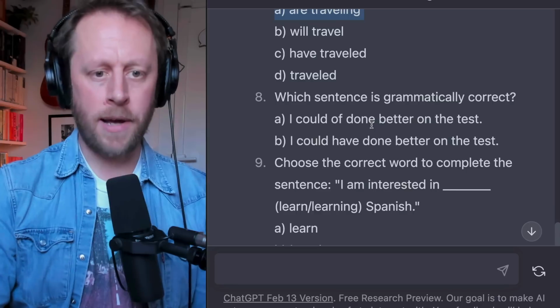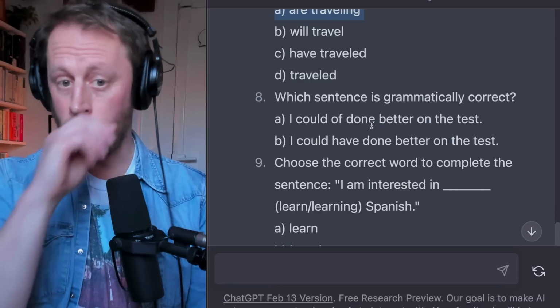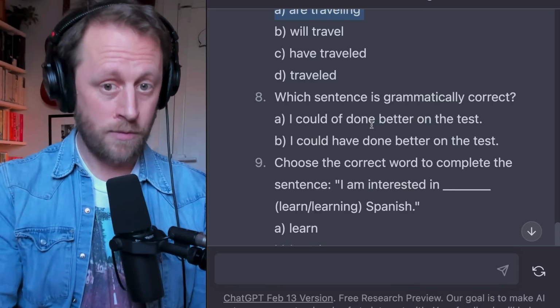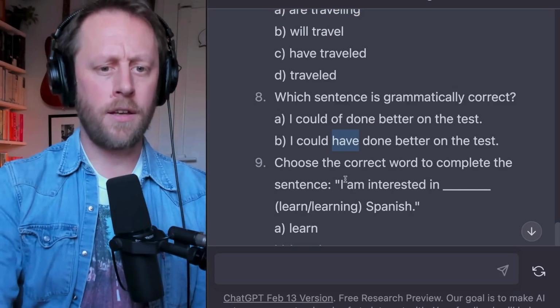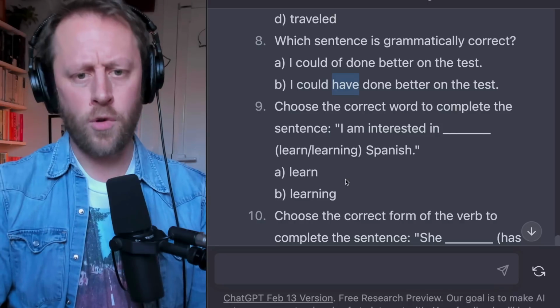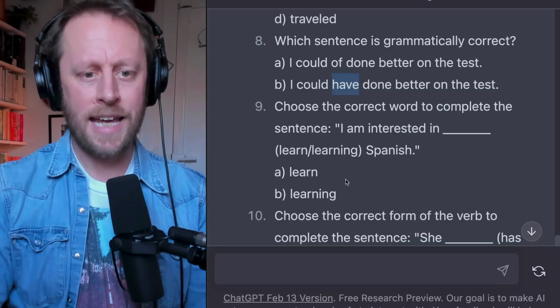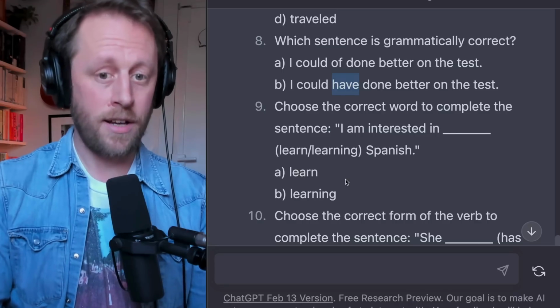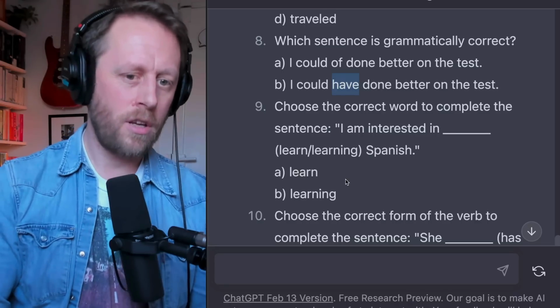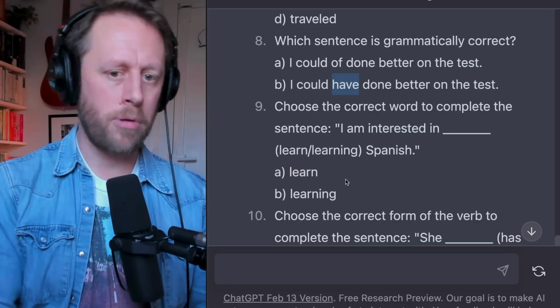8, which sentence is grammatically correct? I could have done better on the test. That's a sort of mistake that native speakers make. Or I could have done better on the test. It's B. Choose the correct word to complete the sentence. I am interested in learn or learning Spanish. It's interested in learning. So that's gerunds in infinitives. You know, what form we use after prepositions.